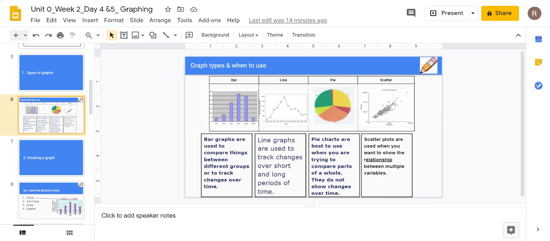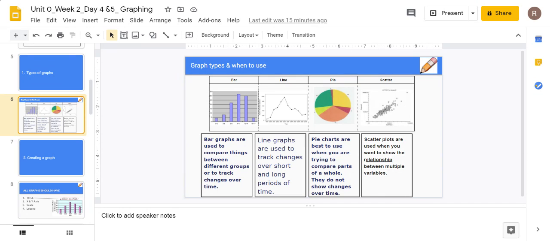These are completely separate. You would use a bar graph to compare things between different groups or to track changes over time. Okay, so this would be like group 1 made this many baskets, group 2 made this many baskets, group 3, group 4, group 5, and group 6.